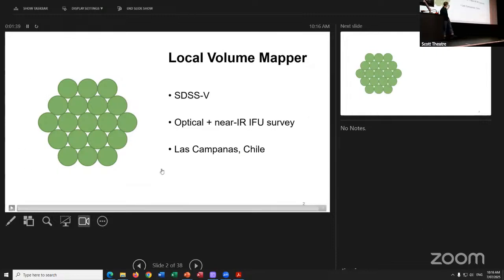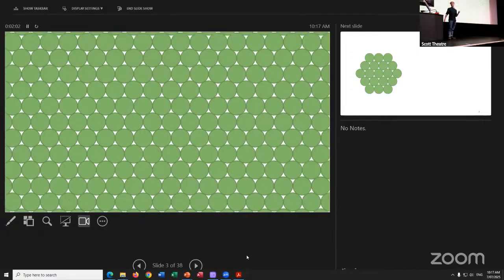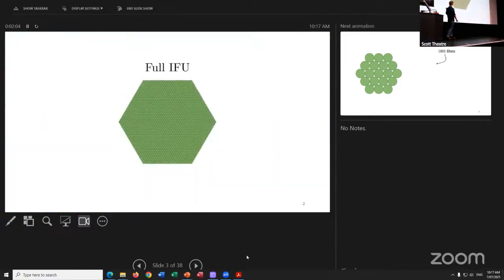I've got this little cartoon on the left because this is supposed to represent the actual integral field unit itself on the Local Volume Mapper, which consists of a bunch of fiber optic cables next to each other in this hexagonal pattern. And in each one of these, you get a spectrum of the sky. I'll probably interchangeably call these either spaxels or fibers throughout the talk. And actually, the size of the whole IFU is this, and it has 1,801 fibers.